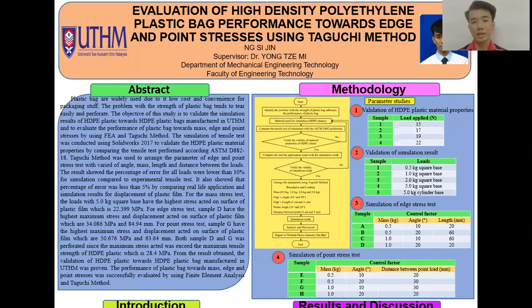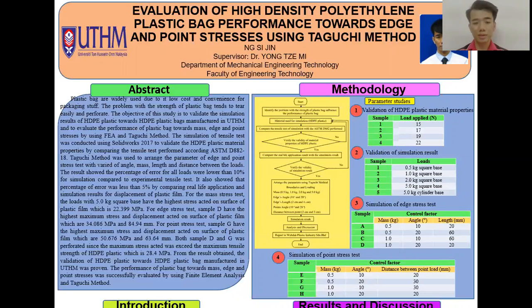For the mass stress test, the load with 5 kg square bags has the highest stress added on the surface of the plastic film, which is 22.399 MPa. For the edge stress test, the sample with 1 kg, 20 degrees of angle, and 20 mm of edge length has the highest maximum stress and displacement added on the surface of the plastic film, which are 34.086 MPa and 84.94 mm.